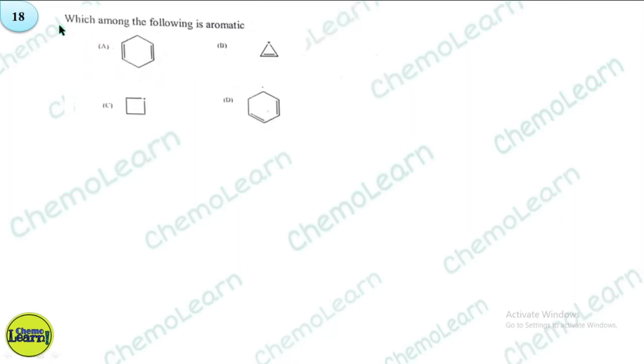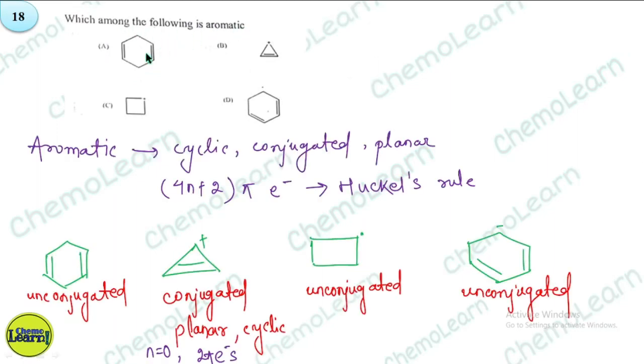Question number 18. Which among the following is aromatic? So to be aromatic, a compound must be cyclic, conjugated, planar, and it must follow Huckel's rule. That is 4n plus 2 pi electrons should be present there. So in options A, C and D, all these are unconjugated systems, and in option B we have a conjugated compound and it is planar, cyclic, it follows Huckel's rule.